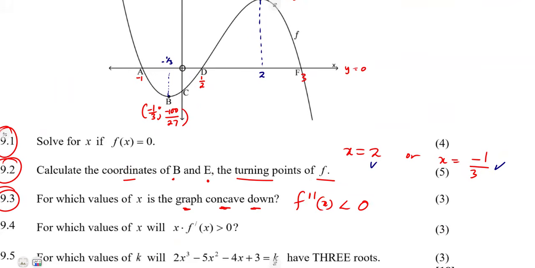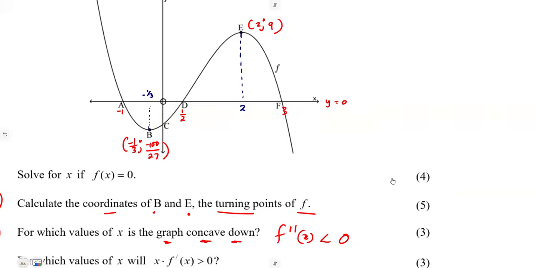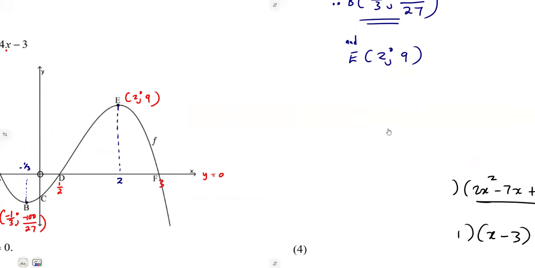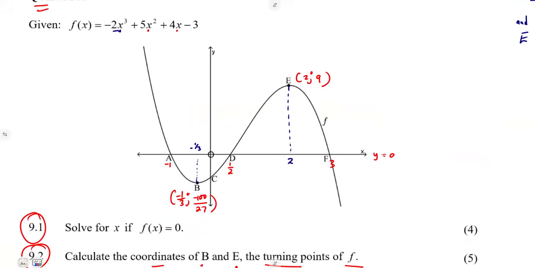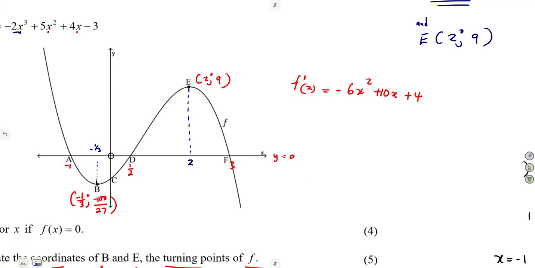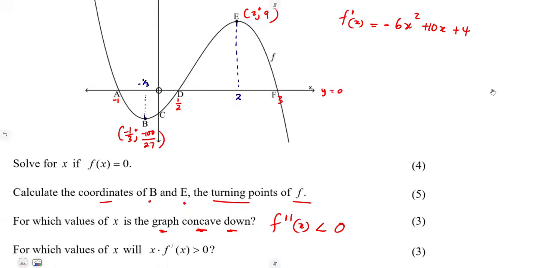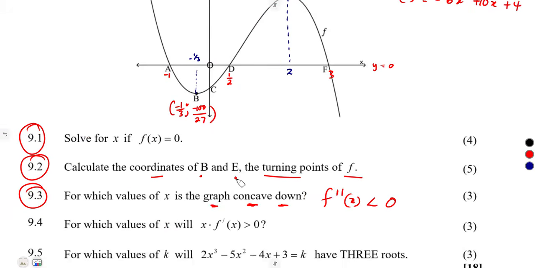Less than 0. So that is the whole idea of what you're going to have there. All right, so let us solve that. The second derivative, remember we've got the first derivative. It's just that I erased it. But remember, we calculated the first derivative when calculating the turning points. It gave us minus 6x squared plus 10x, plus 4. That was our first derivative. You're going to continue from where you had the first derivative on question 9.2 here.